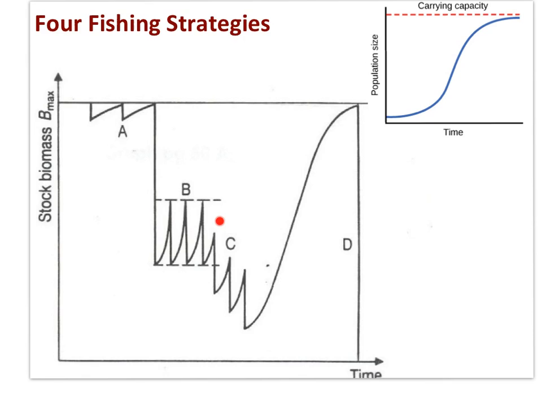Now strategy C, if one does not allow the population to regrow fully, you end up losing the population over time. The population decreases over time. This is not sustainable. And strategy D is one massive harvest. Once the population reaches its maximum size, one big harvest, and that's it. The population is finished, locally extinct.